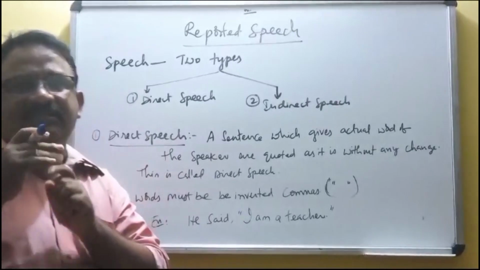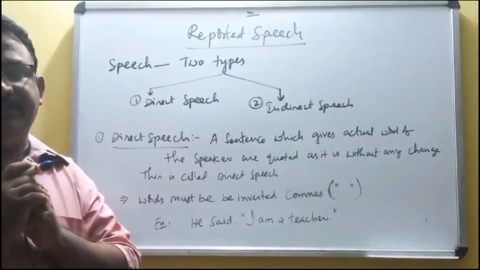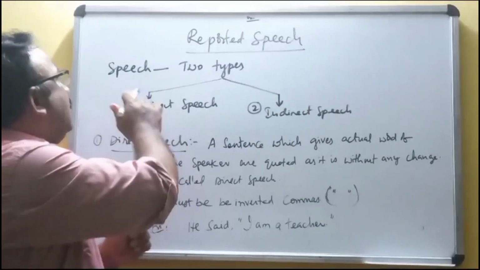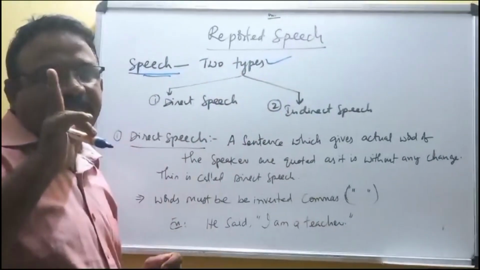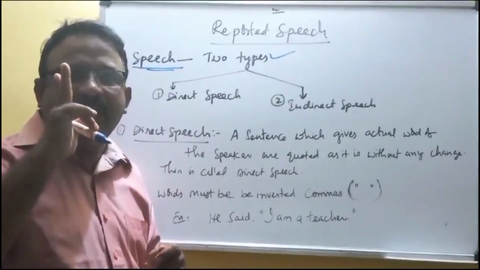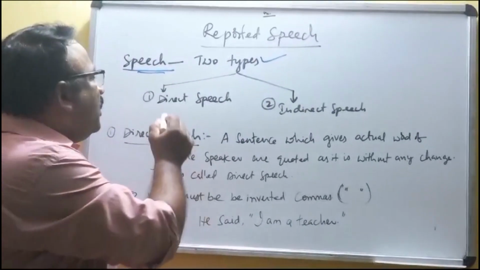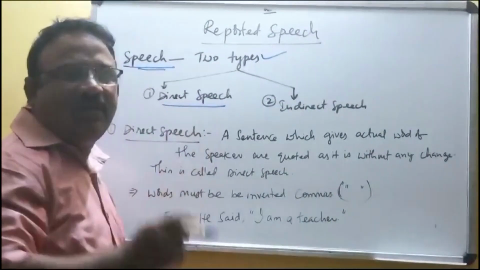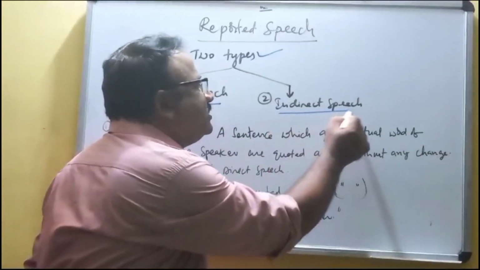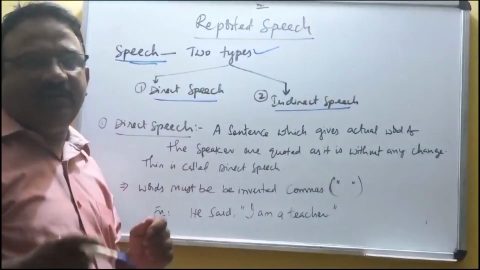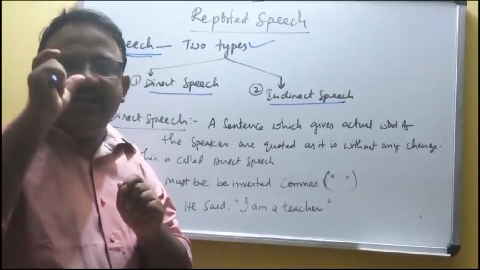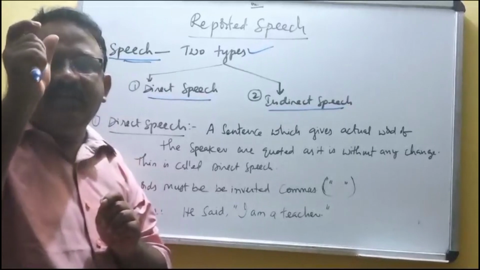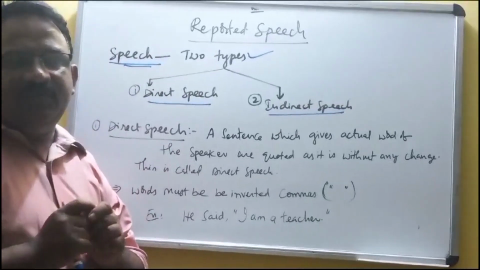Now let us discuss reported speech. We could call it direct and indirect speech. Now let us see speech. There are two types of speech: first one direct speech and second one indirect speech.